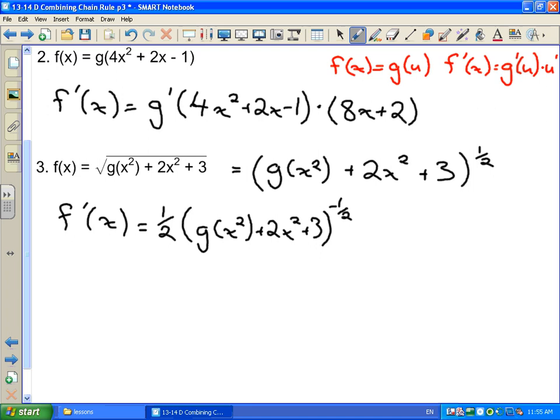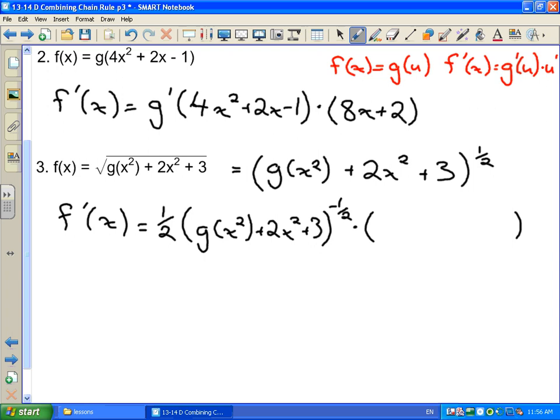This is chain rule, right? So we've got to multiply that by the derivative of what's inside. Inside the brackets, we have three things. We've got g at x squared, we've got plus 2x squared, plus 3. So we want the derivative of this plus the derivative of this plus the derivative of this. That was the old sum rule that we looked at. So let's start with the first thing. How do we do the derivative of g at x squared?